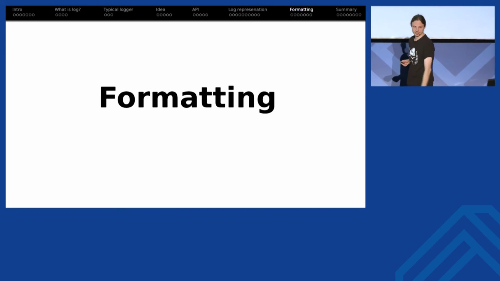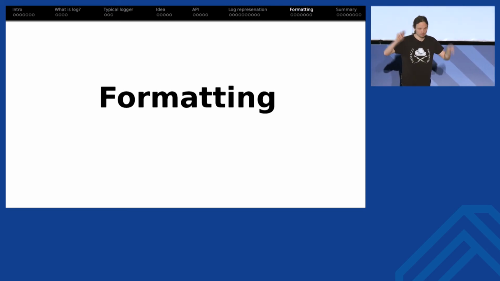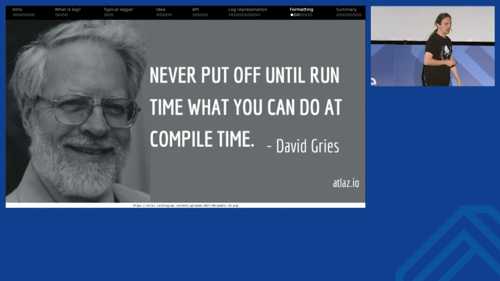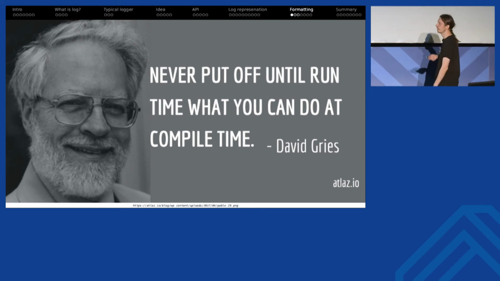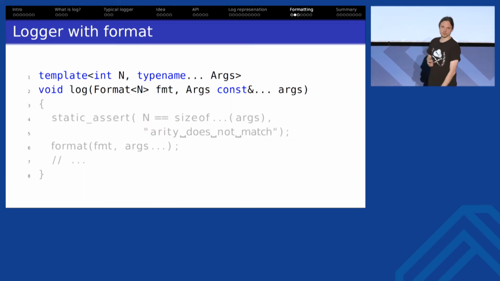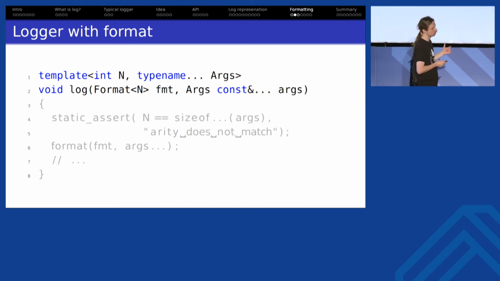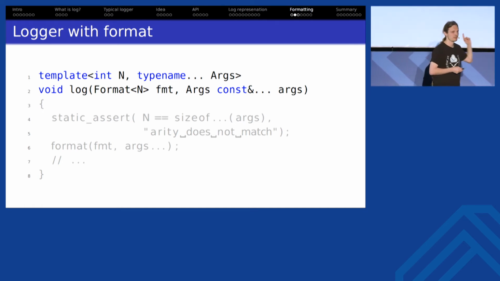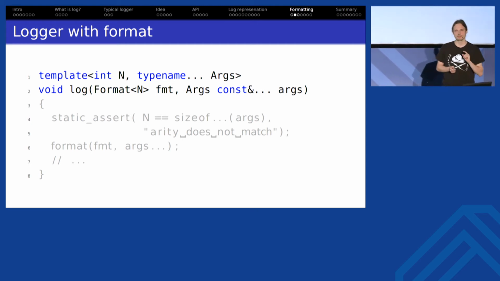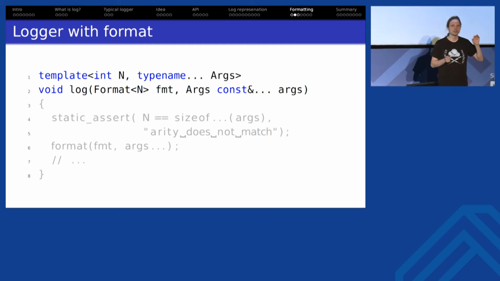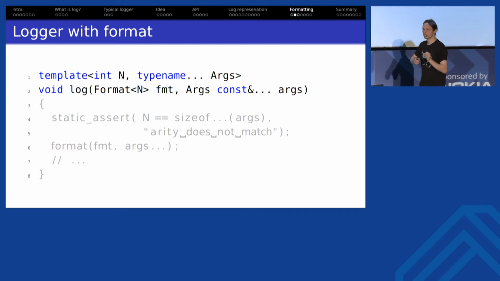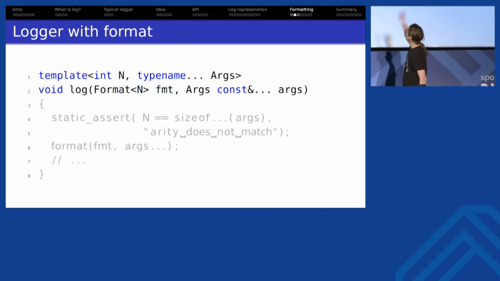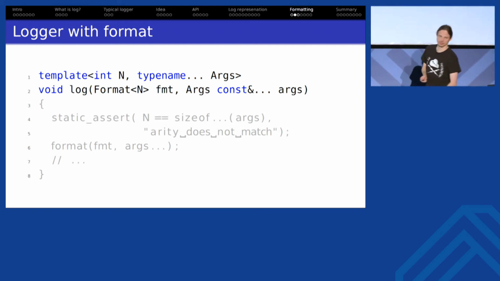Now the second part of the interface, the formatting part, like this formatting that changes the order. David Grace once said that we should never put until runtime what we can do at compile time. And this is actually great advice that we would like to exploit here. So first, let's see how the interface could look like. So let's assume that we have a format structure, which is a template of an integer, and the parameter n indicates how many arguments the given format requires to make it work. And then the usual variadic template with the list of arguments provided by the user.